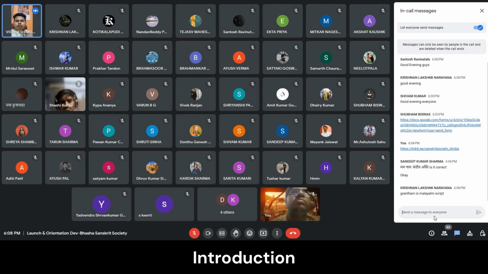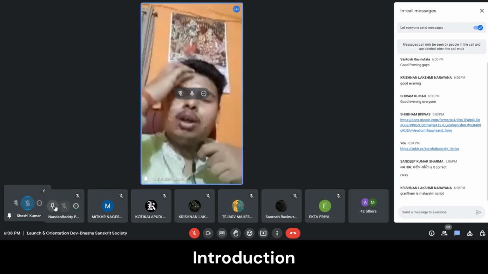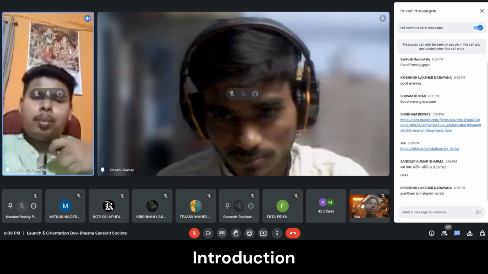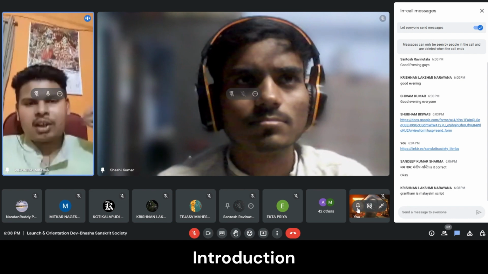So we'll be focusing on different types of Grantham. The most famous one is the Pallava Grantham. It is used mostly for writing Sanskrit. Many original Sanskrit scripts are in Grantham.